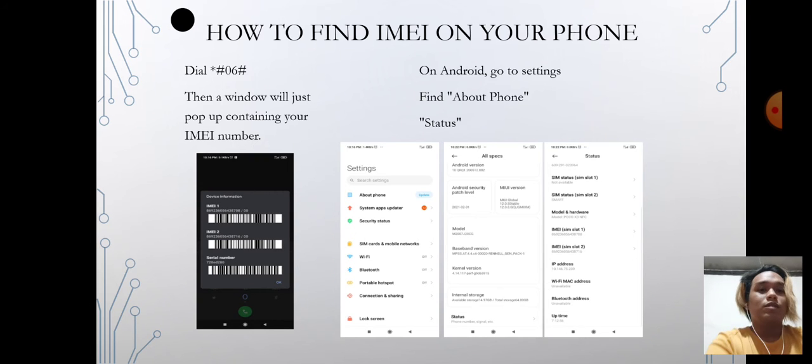Now, to find your IMEI on your phone, the first step is to dial on contacts, dial *#06#. Then a window will pop up containing your IMEI number. The second way, for Android, is to go to your settings, find About Phone and Status, and there you will find your IMEI numbers.